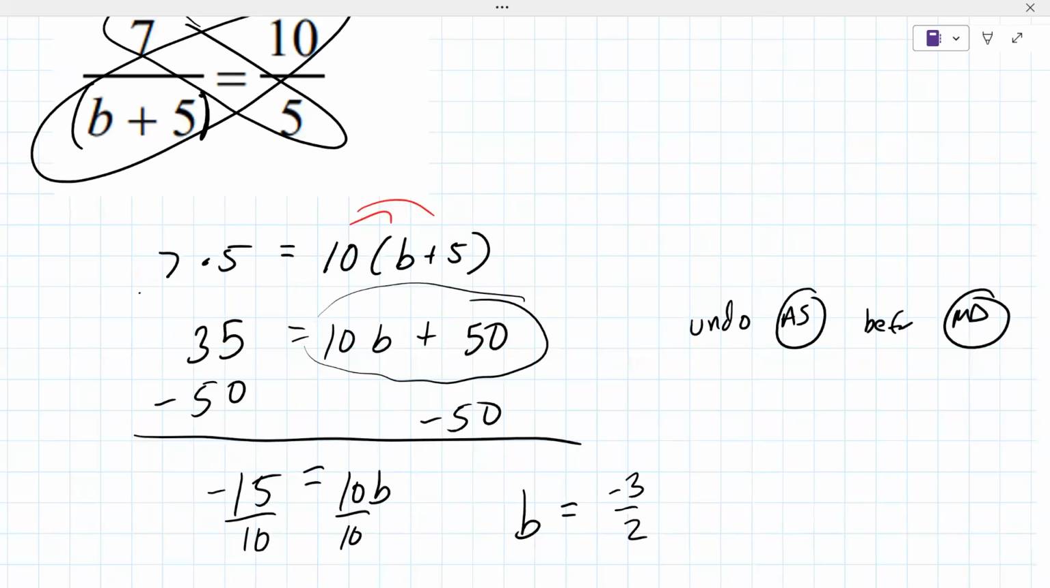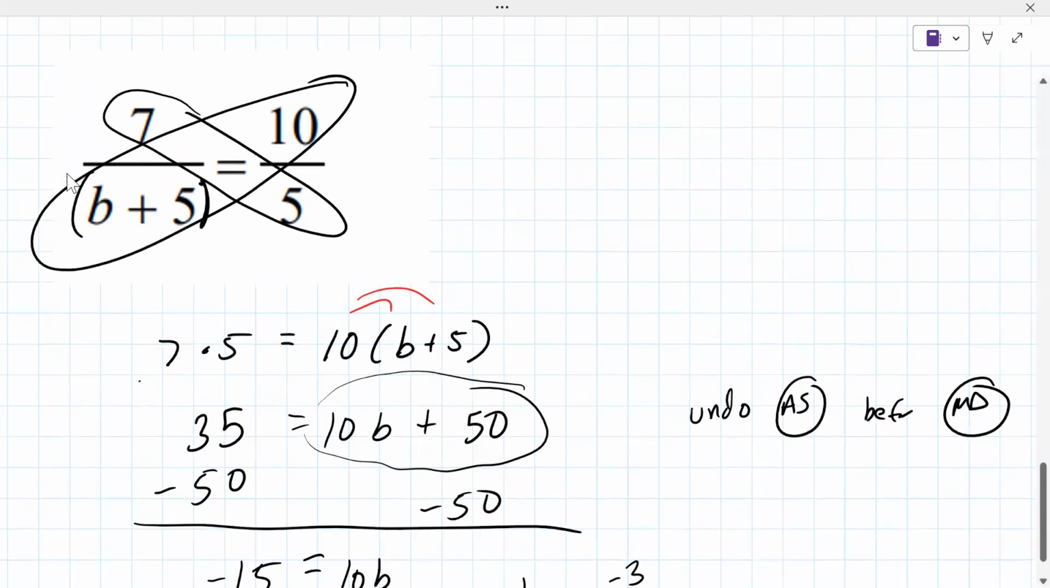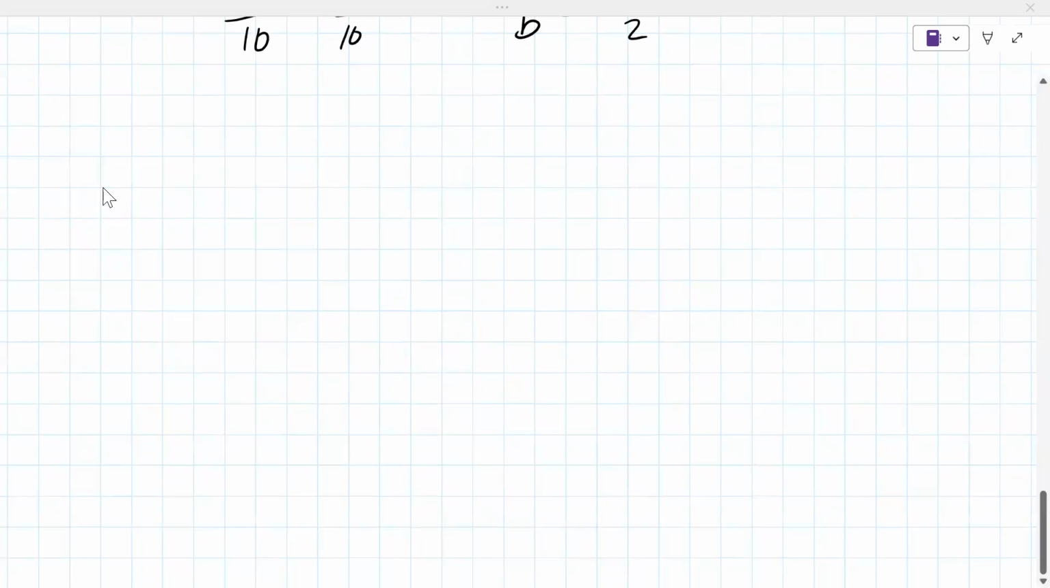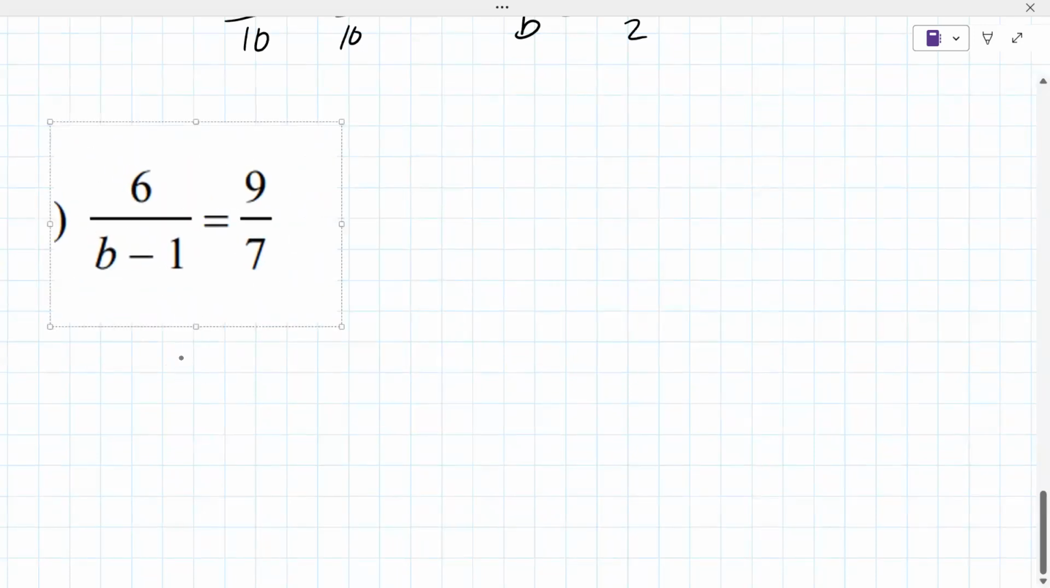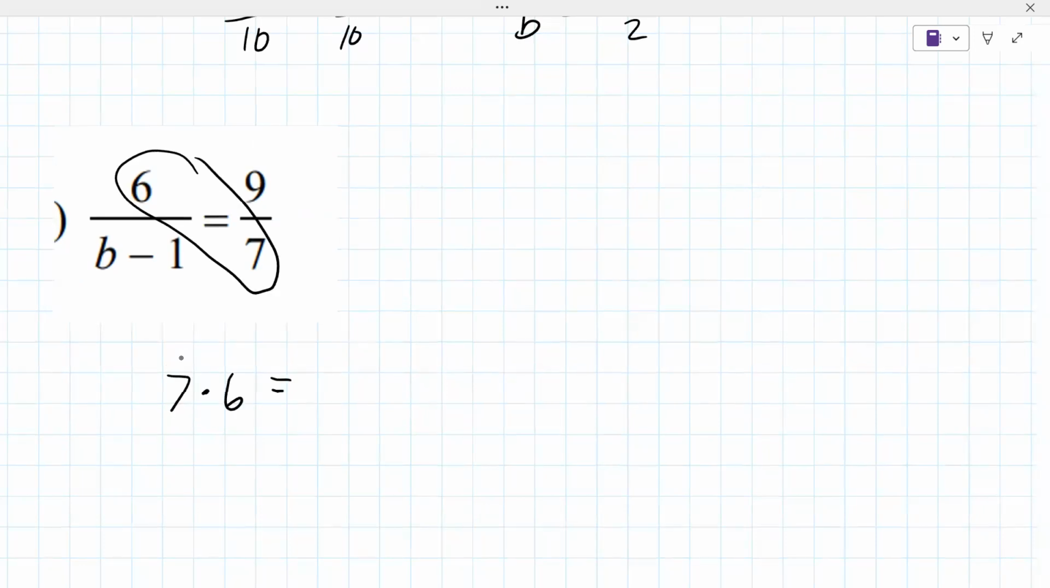What kinds of questions do you have on that process? You multiply diagonally, you multiply the numbers, you distribute. None really. Okay, let's try another one together before I have you try one on your own. This time you're going to start with the 7 and the 6. So 7 times 6 equals 9 times (b minus 1).